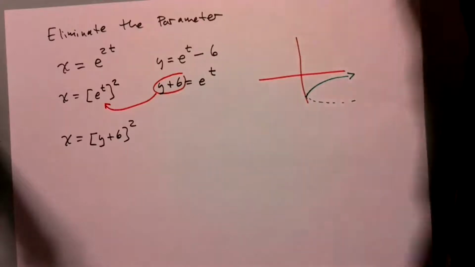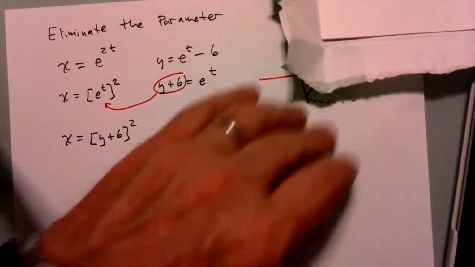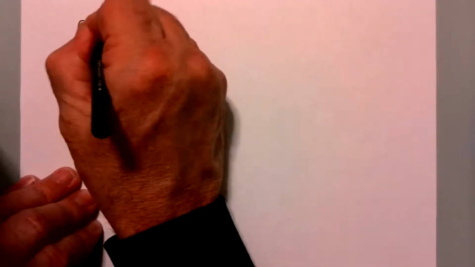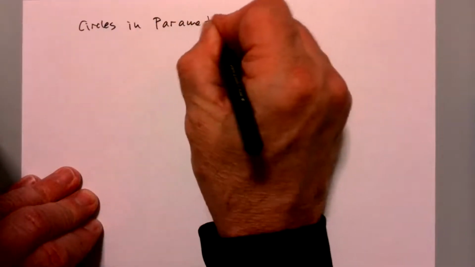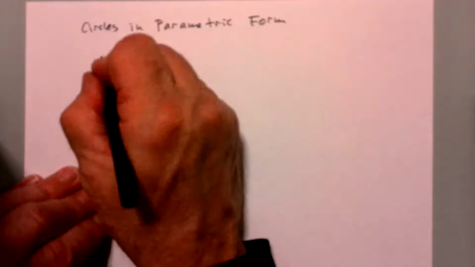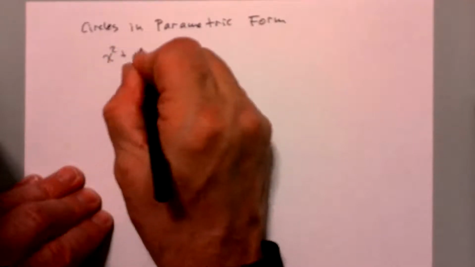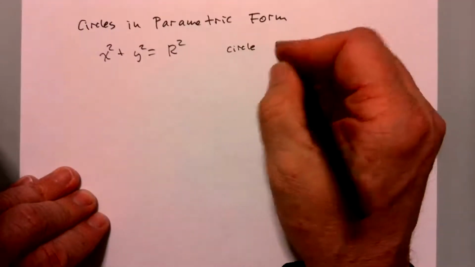Okay, one of our favorite kind of parametric equations is for a circle. So let's take a look at that if we can. So let's remember what an equation of a circle is. So this label on this part of the lesson will be circles in parametric form. So we know our general form of a circle centered at the origin is x squared plus y squared equals r squared again. Circle centered at the origin.